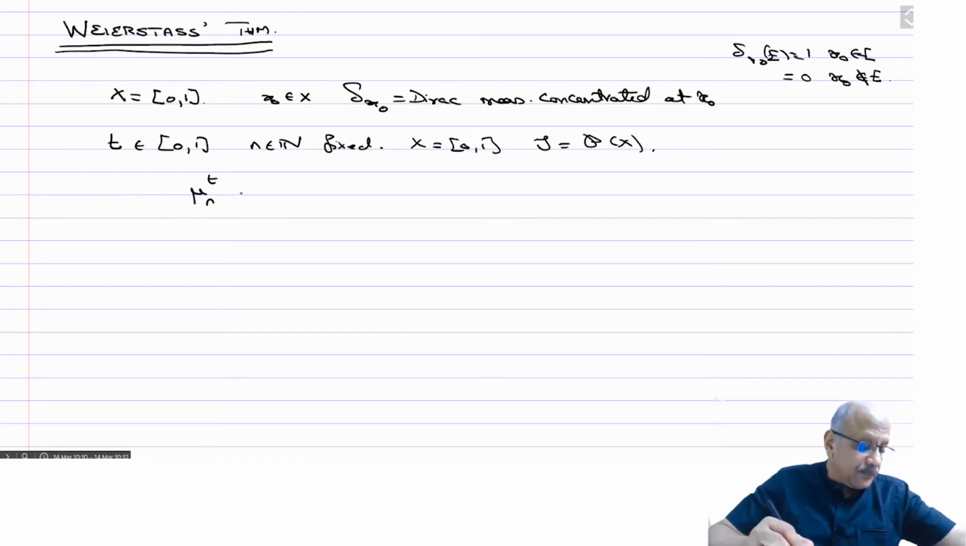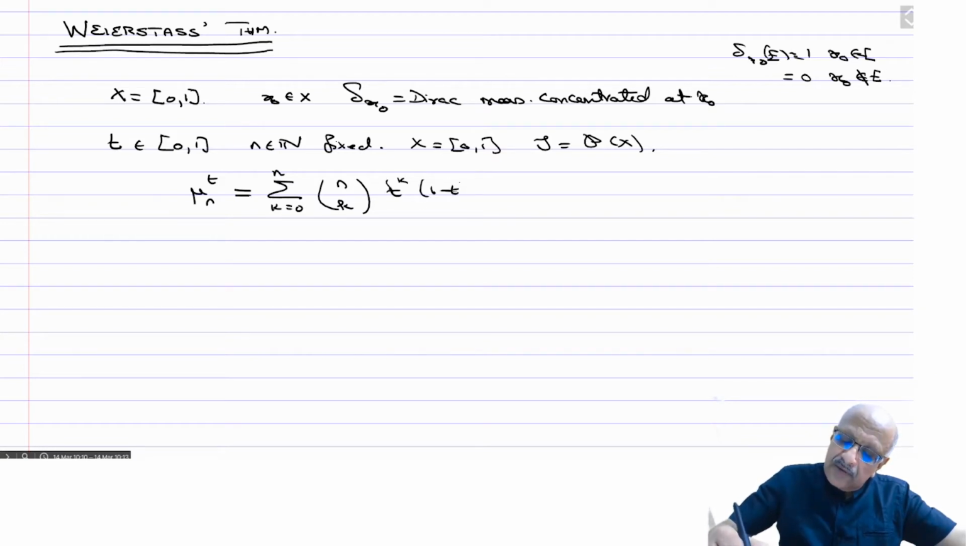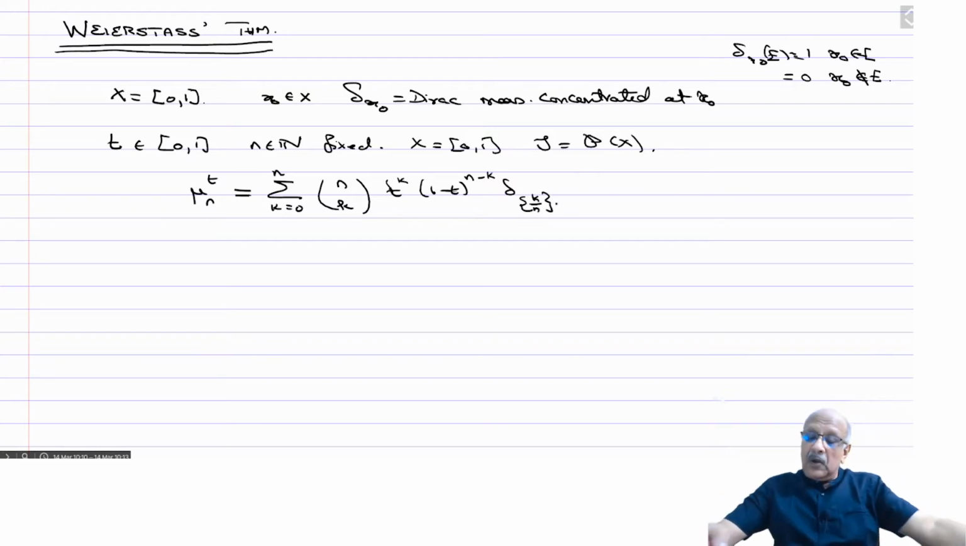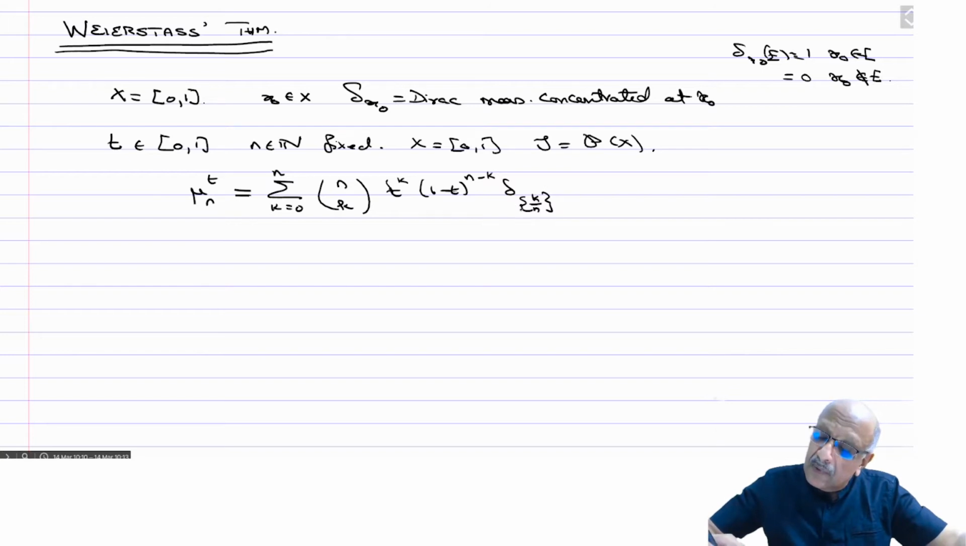So mu n t is defined as the sum over k equals 0 to n of nCk t power k times (1 minus t) power n minus k, times delta at k by n. Okay, we need not put these brackets here unnecessarily, delta of k by n. So we have a linear combination of n Dirac measures, so that's again a new measure.